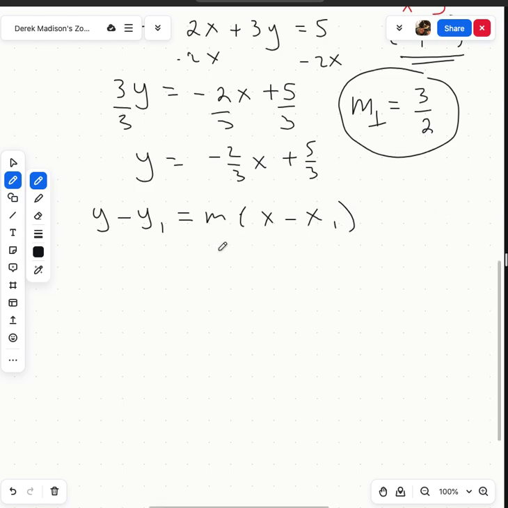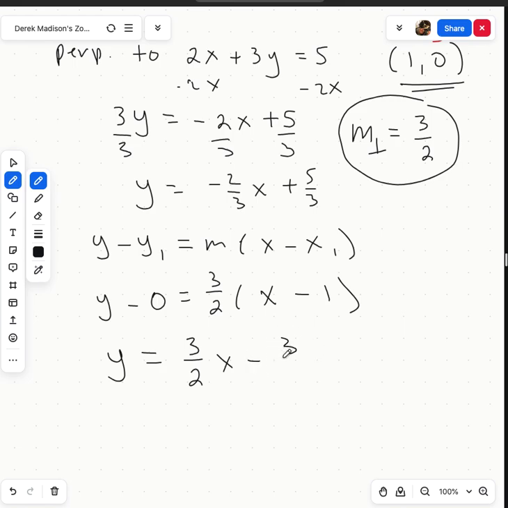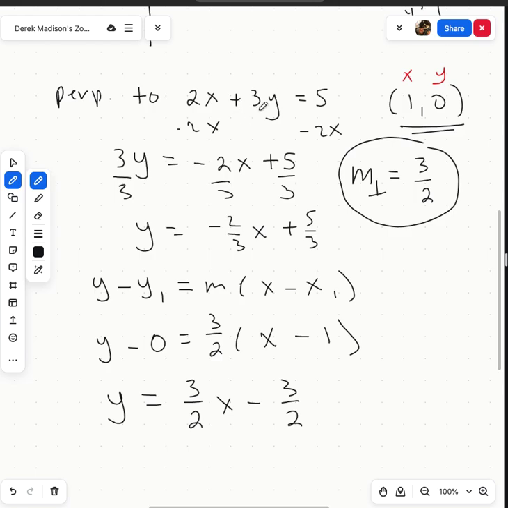Point slope form is y minus y1 equals m times x minus x1. And so we know the slope is 3/2, and our point was 1, 0. So y minus 0, because that's our y coordinate, and then x minus 1, because that's our x coordinate for the point. And then we just need to clean this up. So y minus 0 is just y, and I'll go ahead and distribute that 3/2 through, and minus 3/2. So this would be the equation of the line that's perpendicular to this one, and then goes through the point 1, 0.